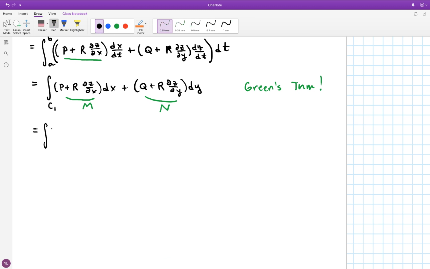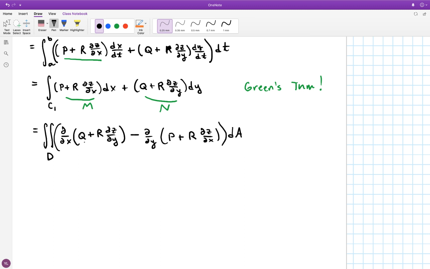So this is a double integral over D, because C1 contains D as the boundary, and then I need the partial with respect to x of the N function, minus the partial of the M function with respect to y. Okay, and here's where things get slightly tricky, but just follow. See if you can follow this.